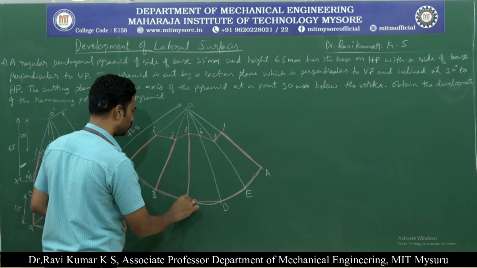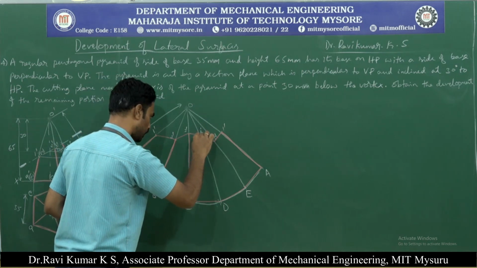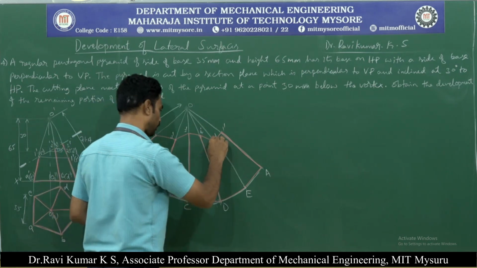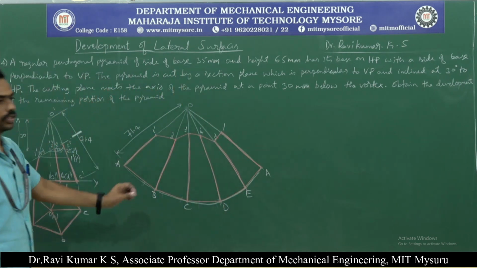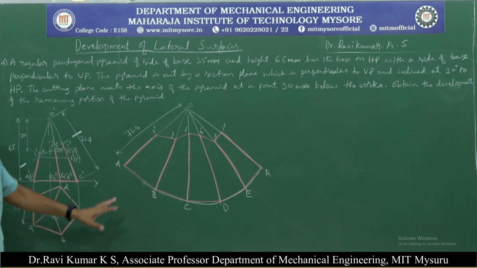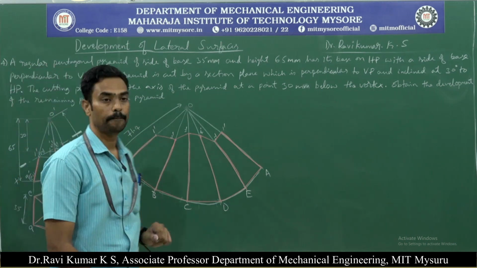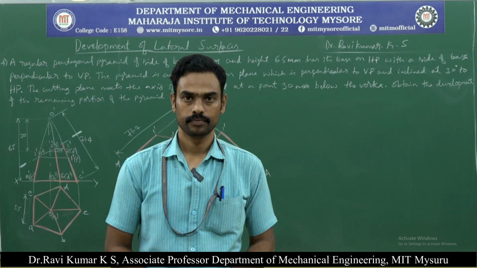Similarly, C dash to 3 dash, similarly 4 dash to D and 5 dash to E. So this is the development of the said pentagonal prism.